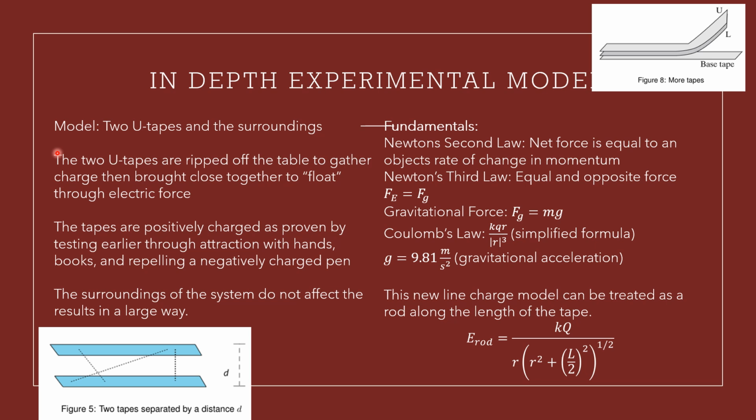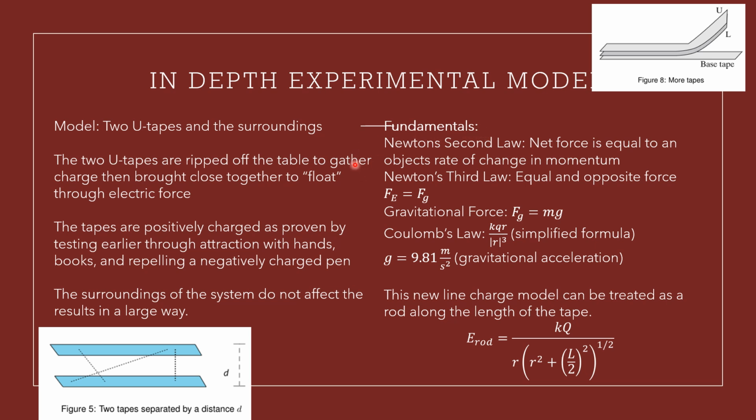So this is the more in-depth experimental model. Two U tapes in the surroundings. Two U tapes are ripped off another tape to gather charge and brought close together to float on each other. Each, positively charged, is shown with attraction to hands and books, and repelling a negatively charged pen. The surroundings do not affect the results in a large way.